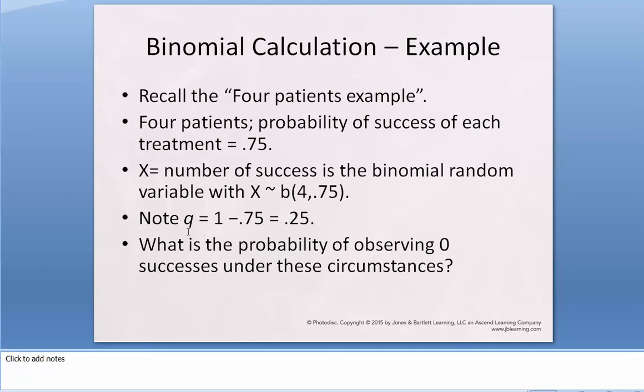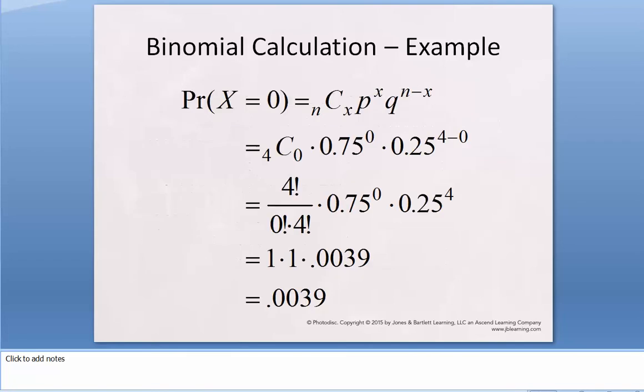Okay. Now, how will you answer a question like this? What is the probability of observing 0 successes? That means in this particular example, you are applying that intervention for 4 people. What's the chance that nobody will be successful? Okay, so you need to find it out. Let's see how that works. What does that mean? Little x equals 0, right? No successes means little x equals 0.